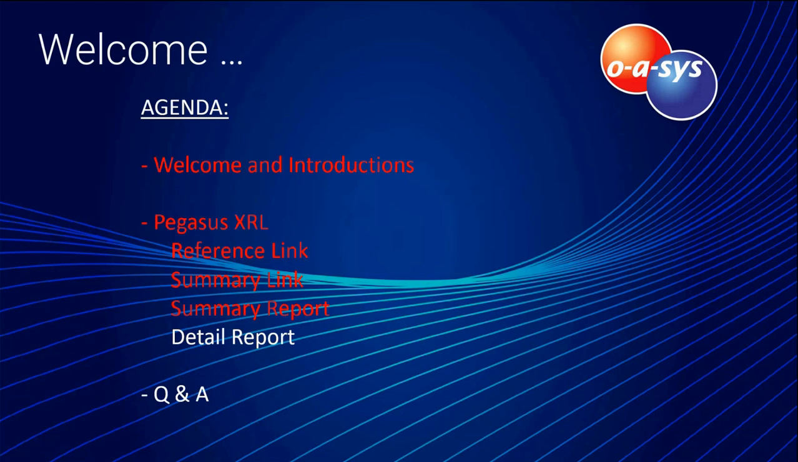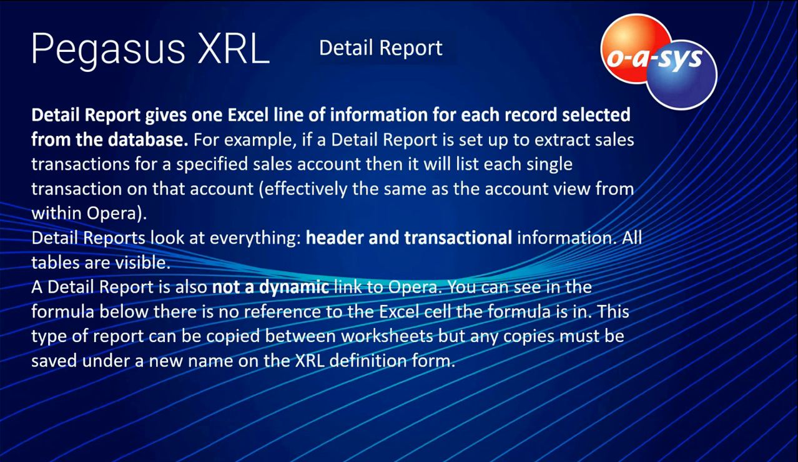And the last one I'm going to cover is our detail report, and probably the one that I personally use the most. So a detail report gives one Excel line of information for each record selected from the database. For example, if a detail report is set up to extract sales transactions from a specific sales account, then it will list each single transaction on that account, effectively the same as the account view from within Opera or from within CIS. Detail reports look at everything, header and transactional information. All tables are visible.